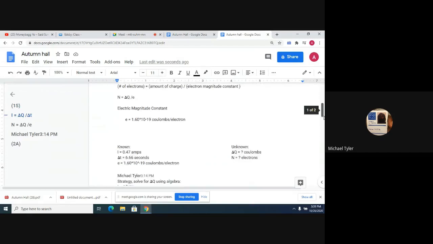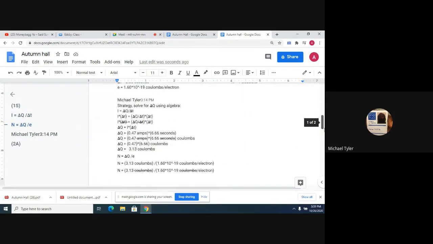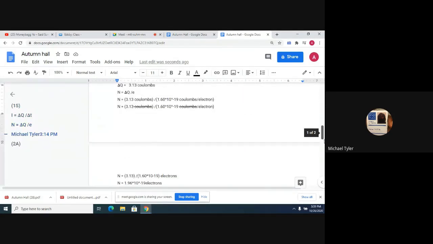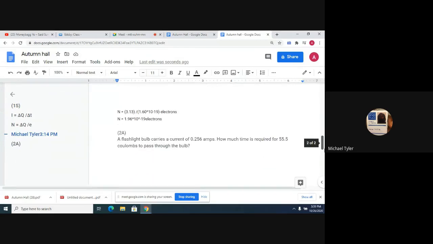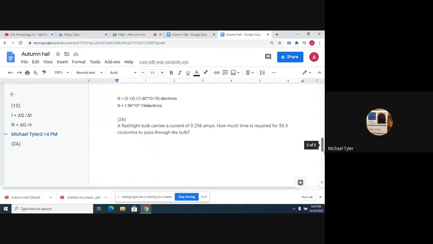Your notes go in the center, but the knowns and unknowns are to the right. Okay. And you got the rest? Yeah, I think you do. You got to fix that negative 19 part, though. It's raised to the negative 19. Otherwise, it looks pretty good.